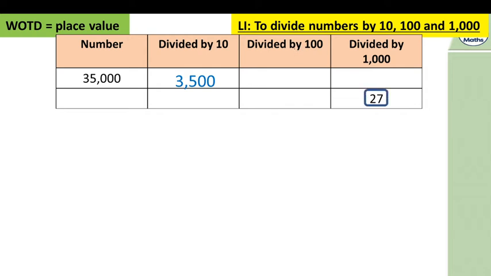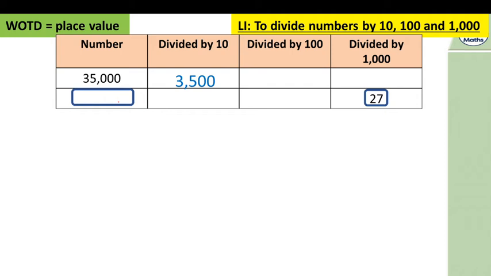And then we're going to look at this number here. So this number, the start number, has been divided by 1,000 to get that. So if you're working backwards, what is the inverse of division? If you've divided by 1,000 to get that, to go backwards, you're going to have to multiply by 1,000. So what is 27 times 1,000?